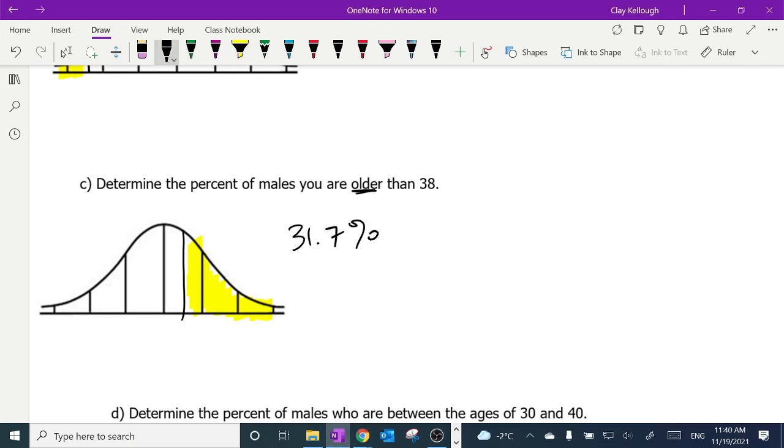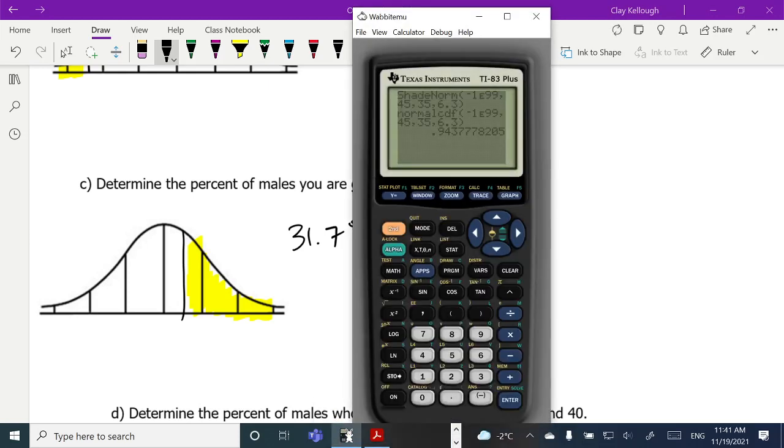Okay, guys, on my TIs, how do you do that? The same way we just did the other one. Oops, come back here, TI. Okay, but this time, clear. Okay, I don't want the graph, I just want the number.